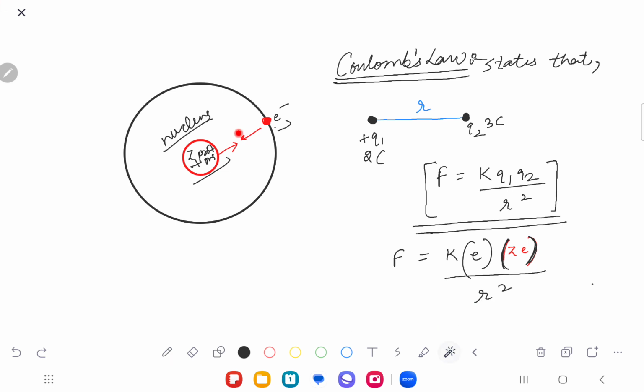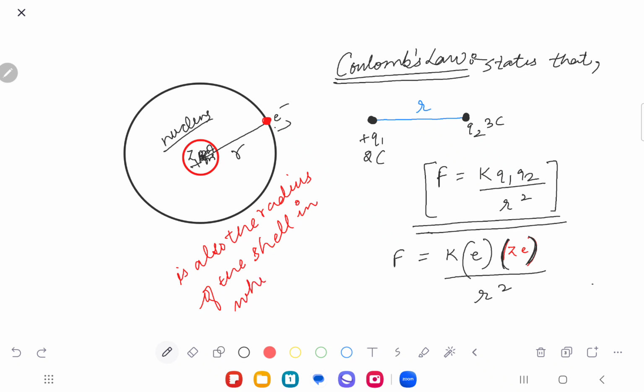What is R? Because they are R distance apart, R is the distance. Exactly. R is the distance from the center of the nucleus to the electron. And we can also say that R is the radius of the shell in which the electron is residing. Are you understanding my point? Yes. So that is one concept.